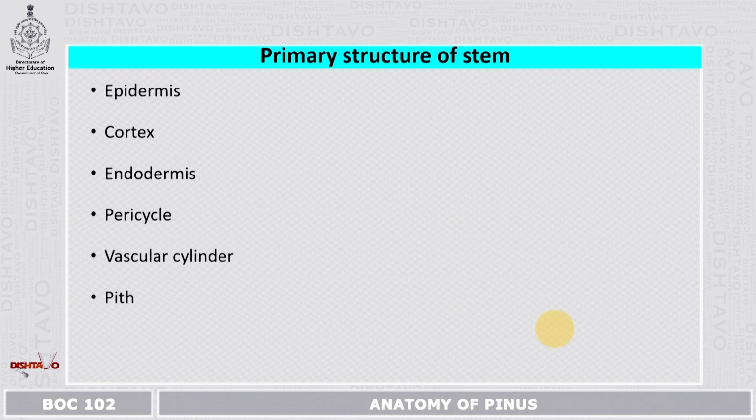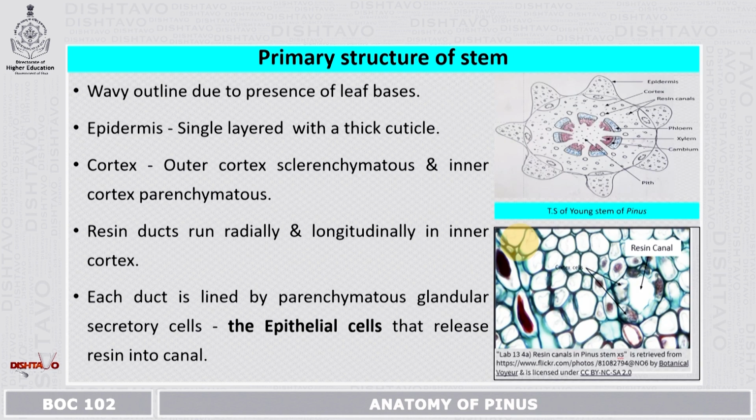The primary structure of the stem. It consists of epidermis, cortex, endodermis, pericycle, a vascular cylinder and the central portion, the pith. This diagram shows you the primary structure of the stem. It is wavy in outline. You can see the wavy outline here. It is because of the presence of leaf bases.